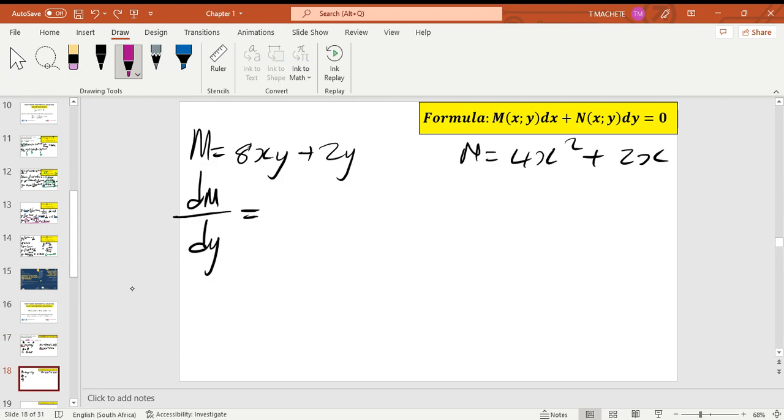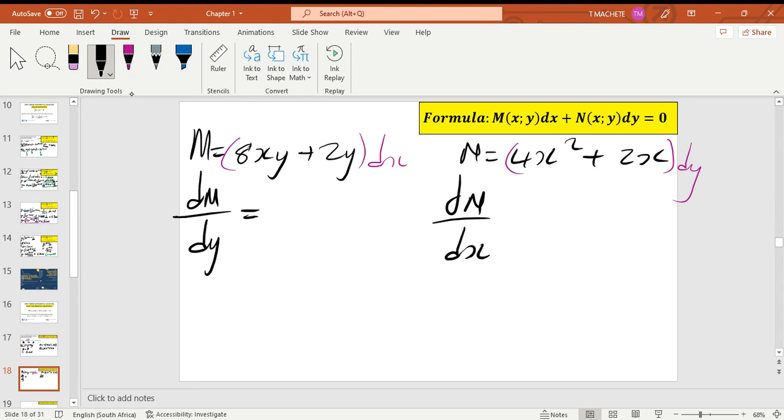Just because your m had dx here, when you differentiate with respect to y, you don't do the dy, the dx I mean. You say dy, you do the opposite of that dx there. So if you had dy, you do dx. You see here you had dy. So for your n, you're gonna say dn over dx. So let's differentiate that.